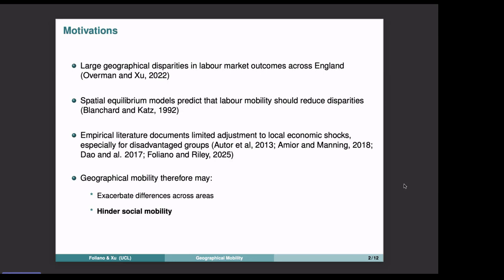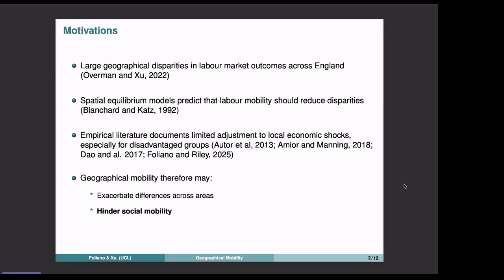There is very little adjustment in the presence of negative economic opportunities, and if there is some movement, it is actually driven by individuals from wealthier backgrounds and also more skilled and more educated workers. So this takes us to the conclusion that geographical mobility might exacerbate differences across areas, which is what Joey just presented. But also, if geographical mobility brings individuals to encounter better job matches and therefore better wages, and if individuals who actually move are mostly from wealthier backgrounds, then geographical mobility can actually hinder social mobility.